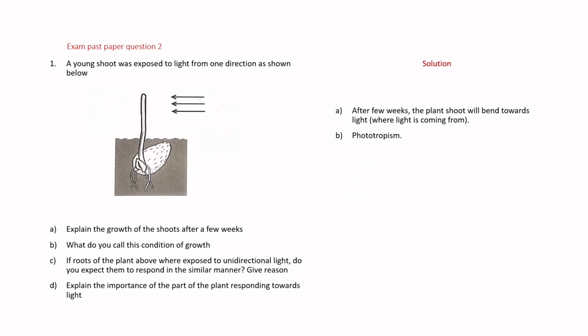Question C. If roots of the plant above were exposed to unconditional light, do you expect them to respond in the similar manner? Give reasons. So question C is opposite to question A. Let me just draw it. Since in this diagram the shoot is outside, exposed to light, question C is saying, now suppose the roots were the ones exposed to light. Are they going to respond in the similar way the shoot responded to light?